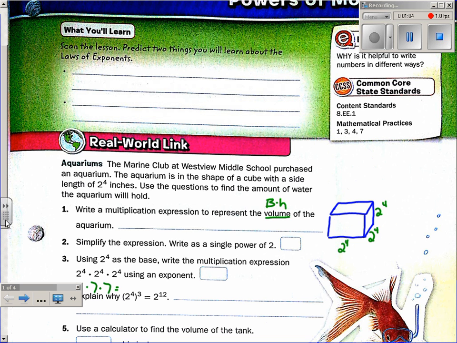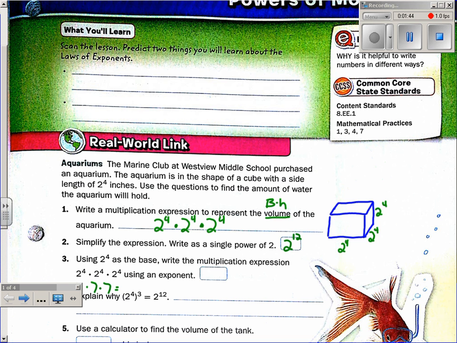If we remember, to find the volume of a cube, we find the area of the base and we multiply by the height. So the area of that base would be 2 to the 4th times 2 to the 4th, and then we multiply that by the height, which is also 2 to the 4th. This multiplication expression represents the volume of this aquarium. Now we want to simplify this using our exponent rule: if the same base is being multiplied, you add all those exponents. So we add 4, 4, and 4, and we get 2 to the 12th.